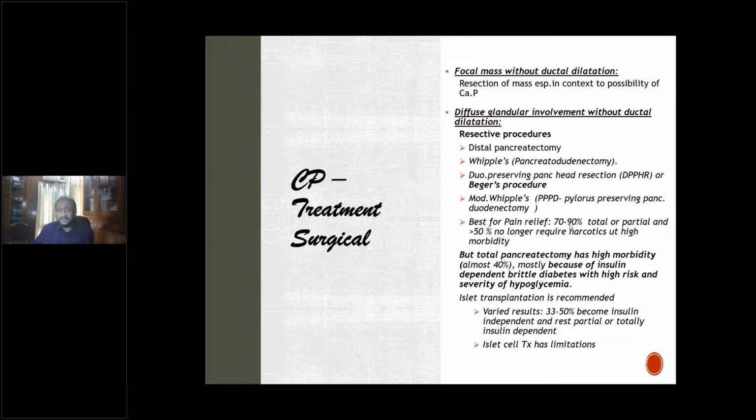But instead of doing a distal or Whipple's, which are both partial, because in one it is a distal partial, in the other it is a proximal partial, there may be an indication where the whole gland is involved and you may require a total pancreatectomy.